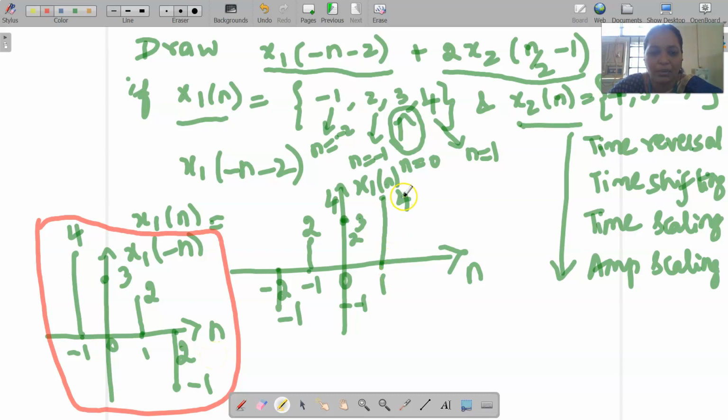So at 1 the amplitude is 4, that will come at minus 1, so the amplitude becomes 4. At minus 1 the amplitude is 2, it will go to n equal to 1. At minus 2 the amplitude is minus 1, so we have to represent that at n equal to 2. So the first operation is over. Next we have to find out what is time shifting. For time shifting, whatever we have within the braces, we have to equate to 0. So let me write here.